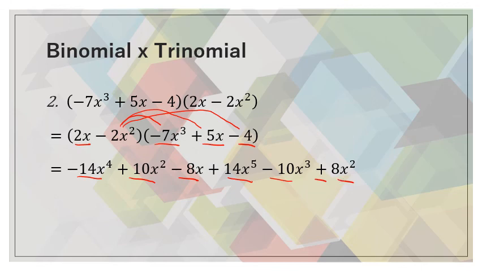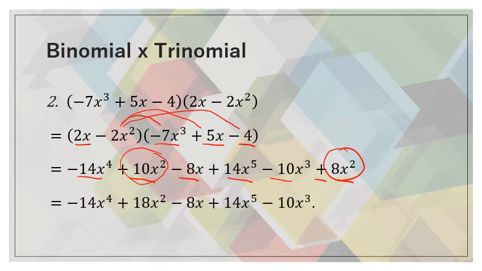So again, we will look for like terms. So what we have are this and this. So simplifying or adding those like terms, we get the final answer, which is negative 14x to the power 4 plus 18x squared minus 8x plus 14x to the power 5 minus 10x to the power 3. So with this, you can arrange the terms so that they are in descending order. But for now, we will just stick with this. What is important is that we are able to simply do the multiplication and do the simplification as necessary.